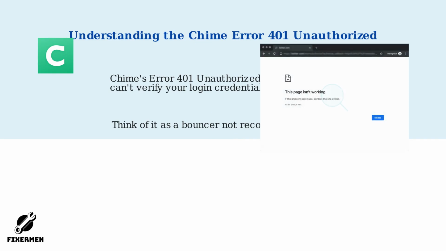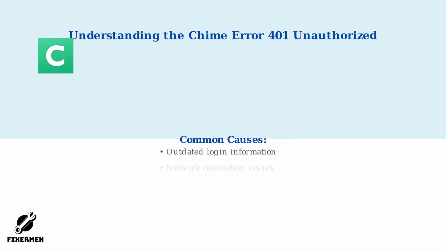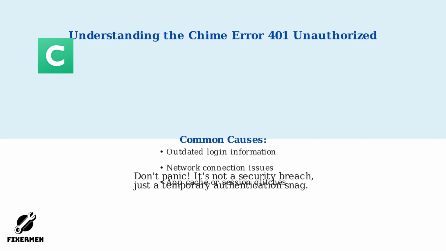Here's what the error looks like in a web browser, showing the 401 unauthorized message. This error is commonly caused by outdated login info, network hiccups, or app glitches like corrupted cache. It's not a hack or security breach, just a temporary issue. Don't worry, this video will walk you through simple step-by-step fixes to get back to managing your Chime account.